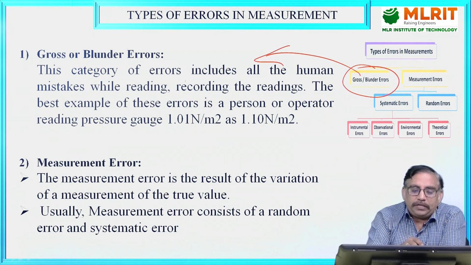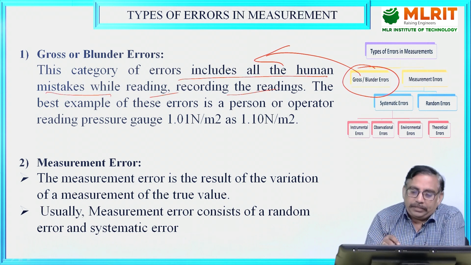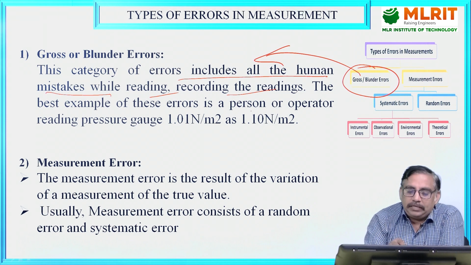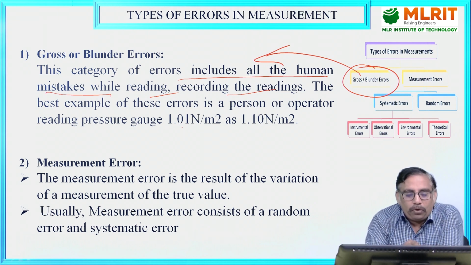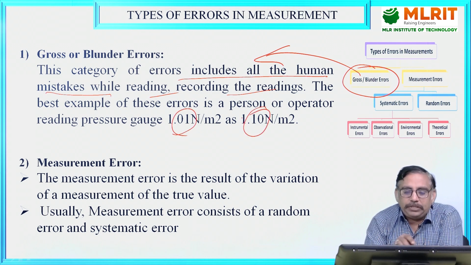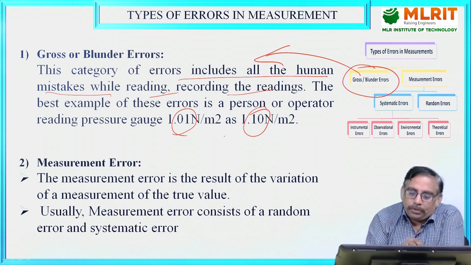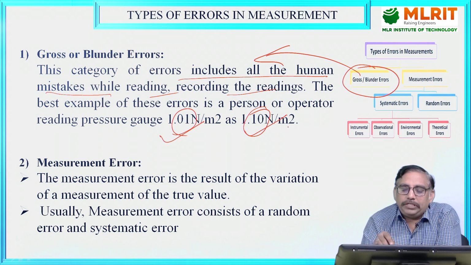This category of errors includes all human mistakes while reading and recording the readings. The best example is an operator reading a pressure gauge of 0.01 Newton per meter square as 0.10 Newton per meter square. See, 0.01 and 0.10, there is a lot of difference. This is human error, right? So what is recorded is this, but the reading was that. So it is a gross and blunder error, and we cannot tolerate this.